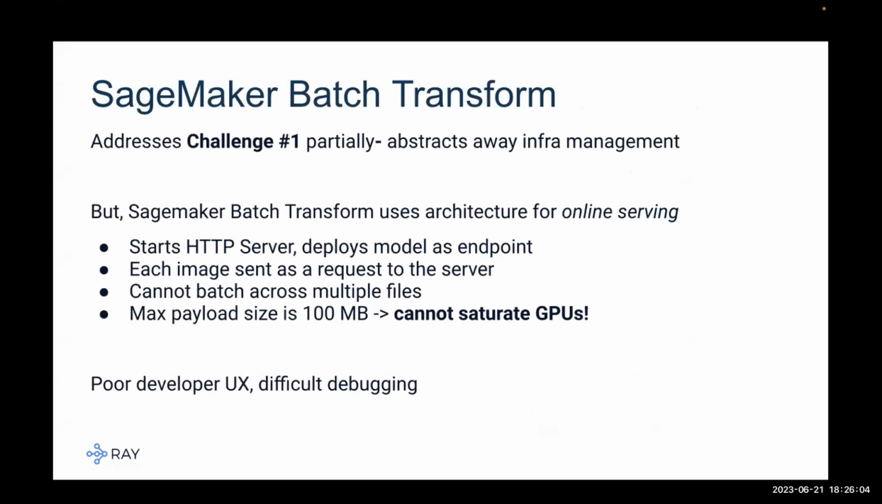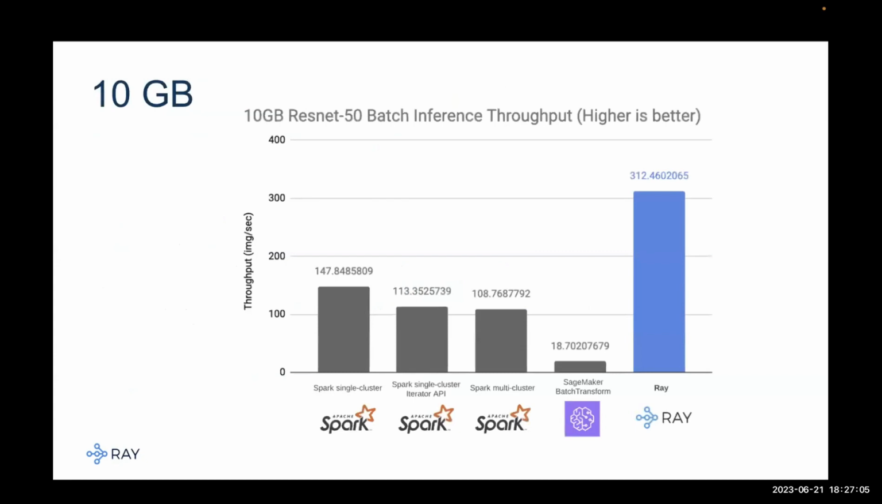The thing with SageMaker Batch Transform is that it fell into the category number 2 that we talked about before. It's like an online inference solution, right? So it's basically using an architecture that's meant for online serving and trying to shoehorn that into this workload that it doesn't really do well in. It starts an HTTP server, it deploys your model as an endpoint, each image is sent as a request to the server, and it has some limitations: it's not able to batch data across multiple files, and there's a maximum payload size of 100 megabytes. Overall, this really cannot saturate your GPUs, right? You're not able to batch enough data or move enough data through your pipeline to fully utilize all your GPUs, and therefore your throughput overall is very low. And add to that, at least when I was doing it, I found the developer UX to be not as easy, and the debugging was quite difficult. You have to start a cluster every time you want to run the job, so it made the iterations pretty slow. So that was for SageMaker.